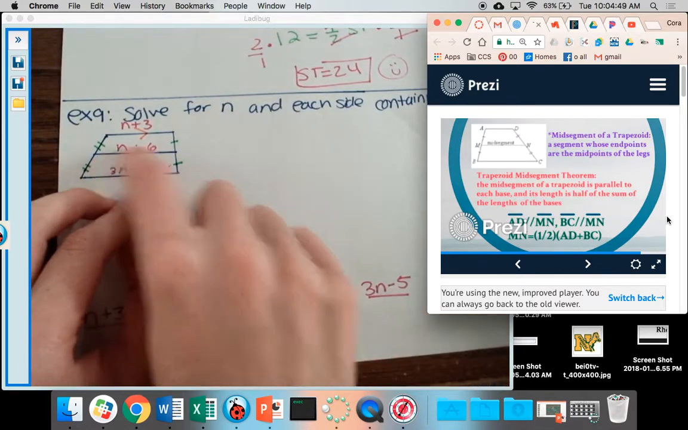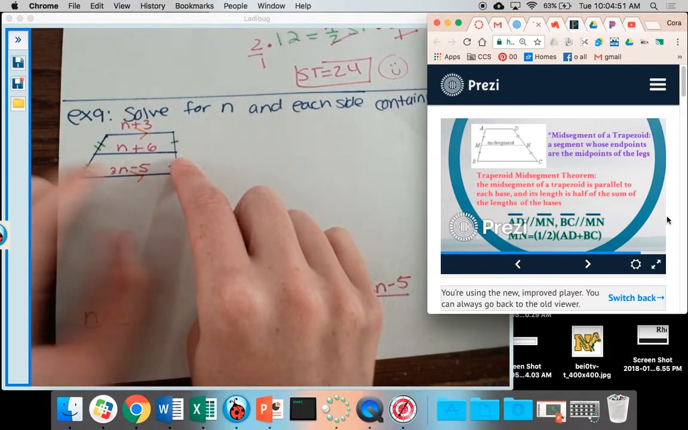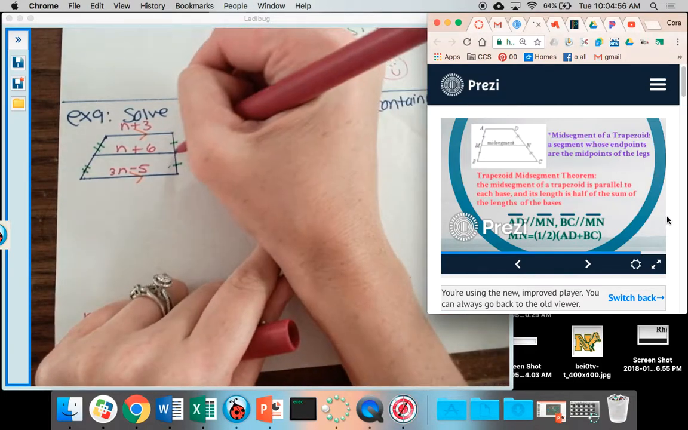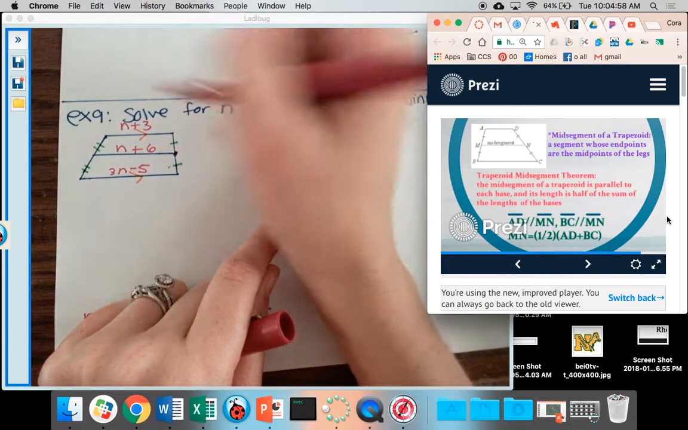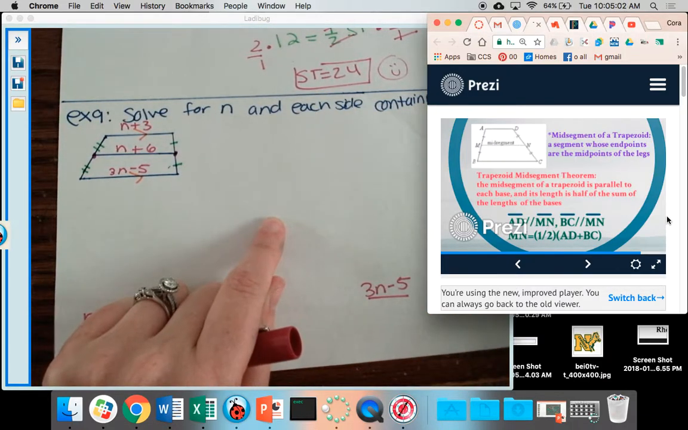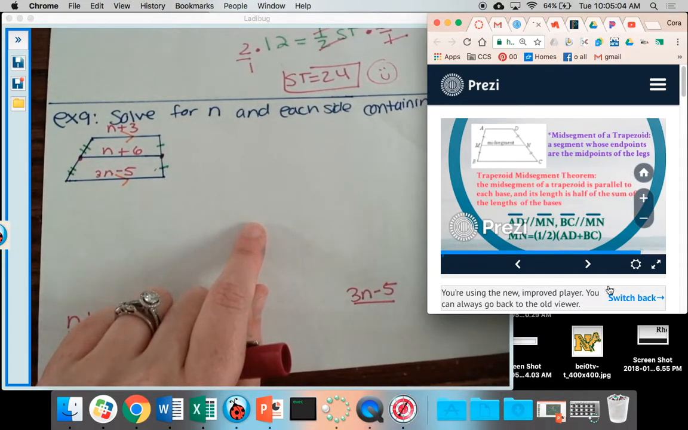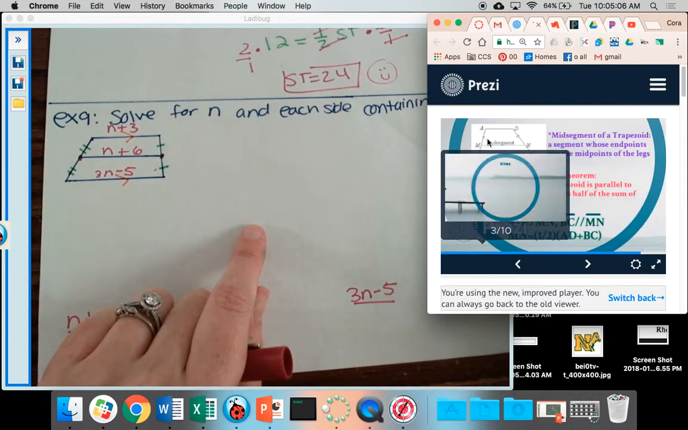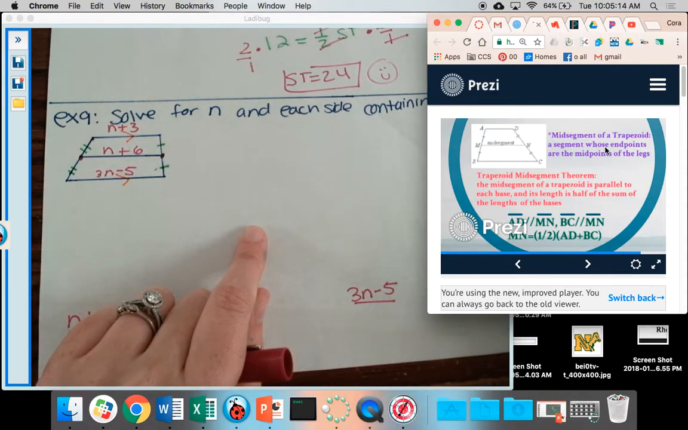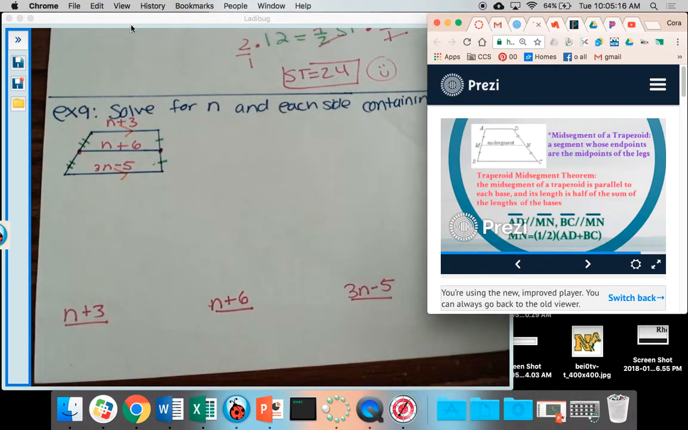And we know that this is a mid-segment, you guys, because if you look right here, these two pieces are congruent, which means this is a midpoint, and these two pieces are congruent, which means this is also a midpoint. Okay, and looking over here at our mid-segment theorem, it says that the mid-segment equals 1/2 the sum of the two bases added together. So guess what, you guys? We're going to set this up just like that theorem tells us to do.